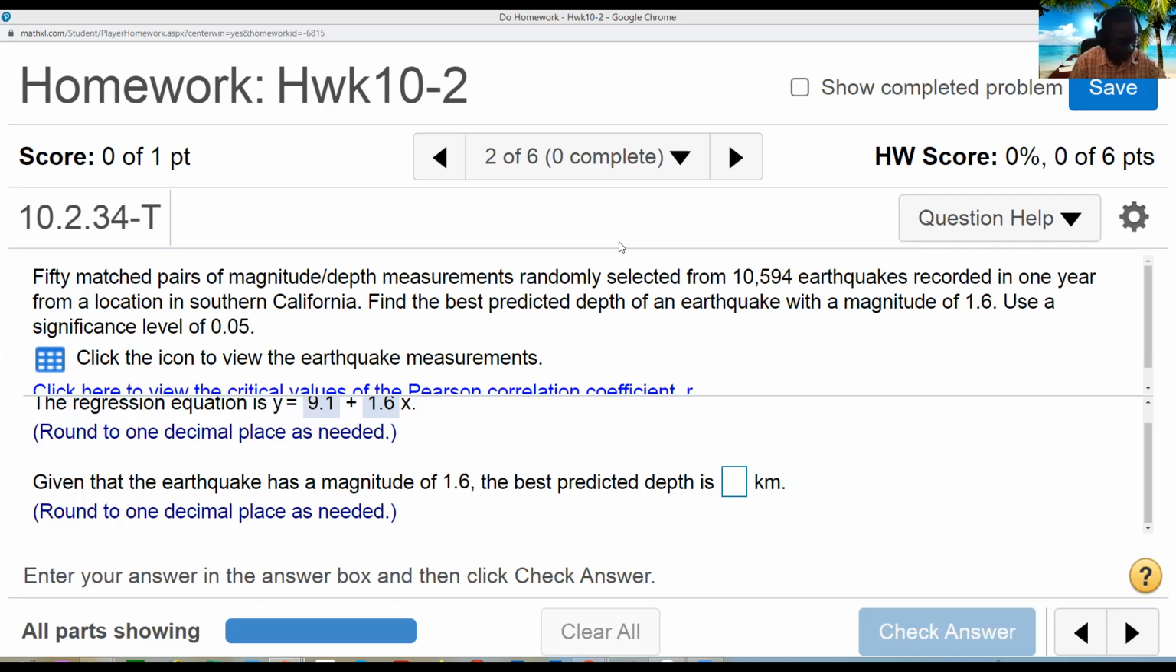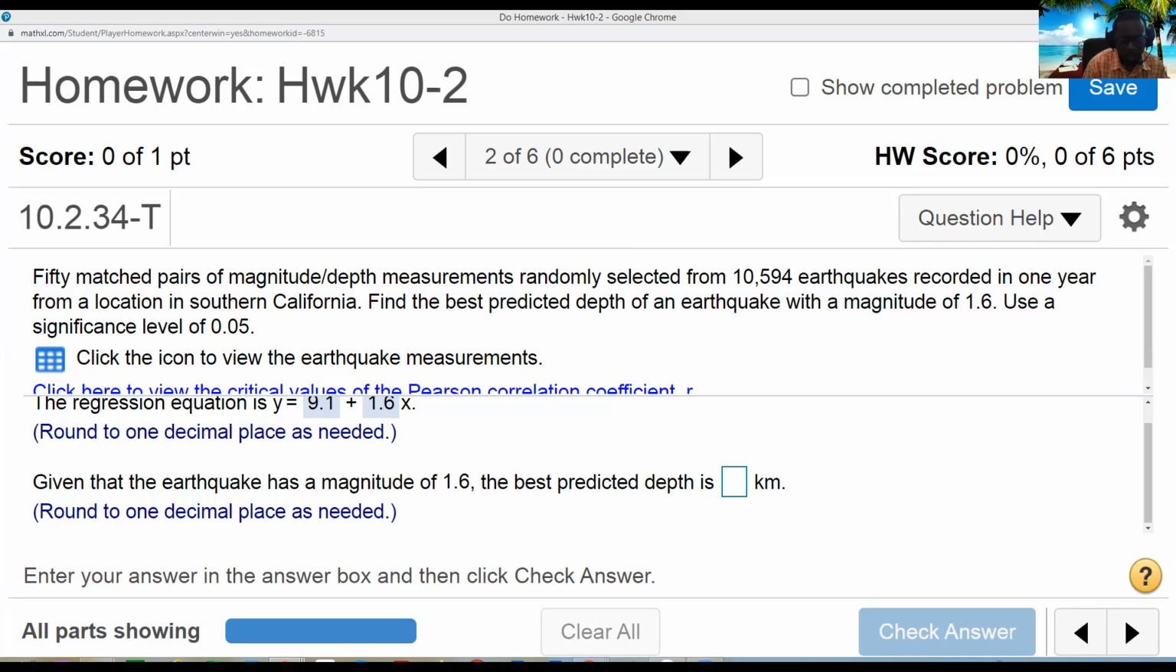Okay. I need to test. From the output, I know that I'm going to do a test, right? The format test here. My null hypothesis is that rho is equal to 0 versus the alternative H1 that rho is not equal to 0. My p-value, okay, is compared to alpha. Alpha is 0.05.